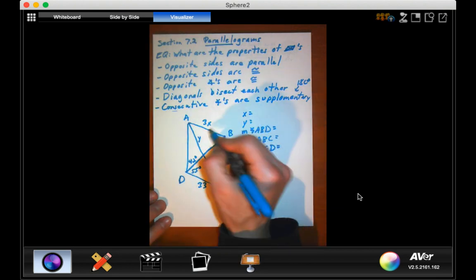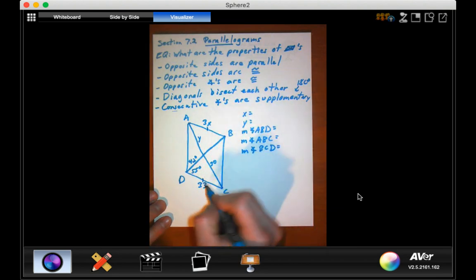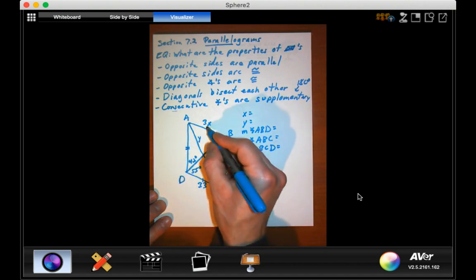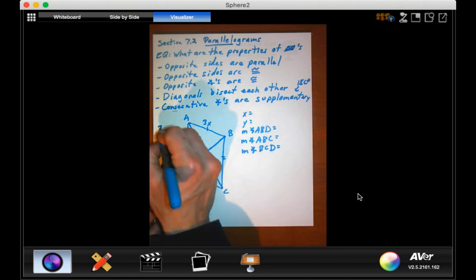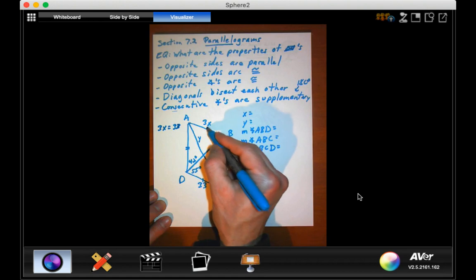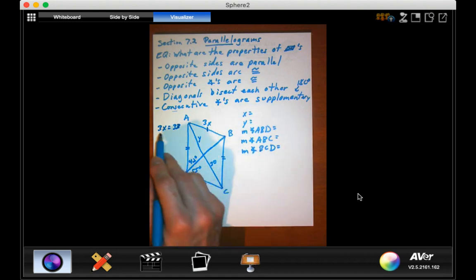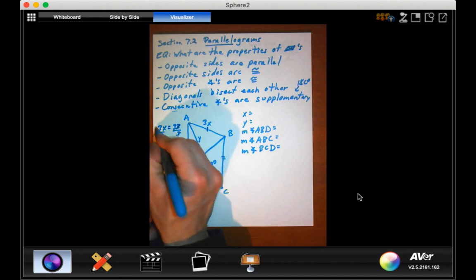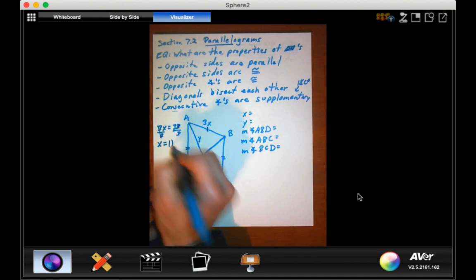Starting with x, opposite sides will be equal in the parallelogram. So I have this side equal to this side. That's what those hash marks mean. And this side equal to this side. So I'm going to write 3x equals 33 because this side is equal to this side. That's why I put an equal sign between them. Divide both sides by 3. x is 11.